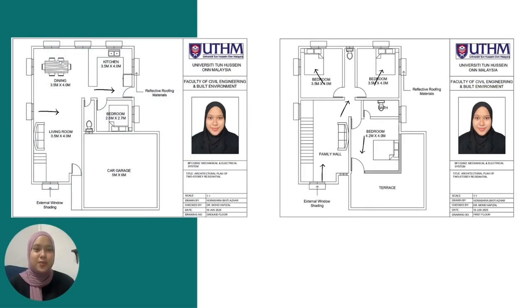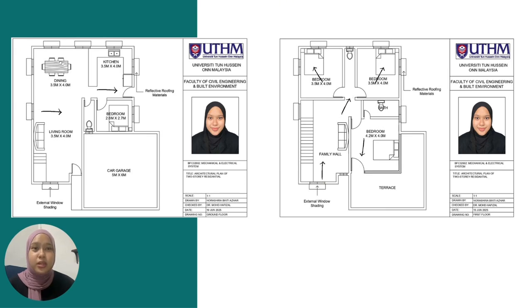Now let me explain how the two passive cooling strategies are applied to this two-story residential house design. On the left side is the ground floor layout. You can see arrows pointing from the living room through the dining area to the kitchen. This represents natural air movement or cross ventilation. Openings such as windows or ventilation panels are placed in line to allow air to flow freely through the house, helping to cool down the indoor space naturally.